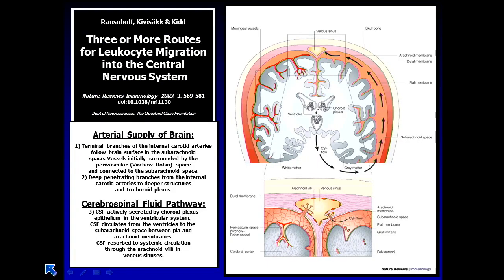The first thing I want to do is just a quick review of anatomy and physiology of the CNS from the perspective of spinal fluid. There are three, or depending on your perspective, potentially more routes of leukocyte migration, in the way that largely lymphocytes can get into the central nervous system. Two of those are arterial, which are terminal branches of internal carotid arteries and deep penetrating branches of internal carotid arteries. So that's kind of the outer and the inner entrance via the circulation. And then the third route for leukocytes to enter the CNS is through the CSF itself.